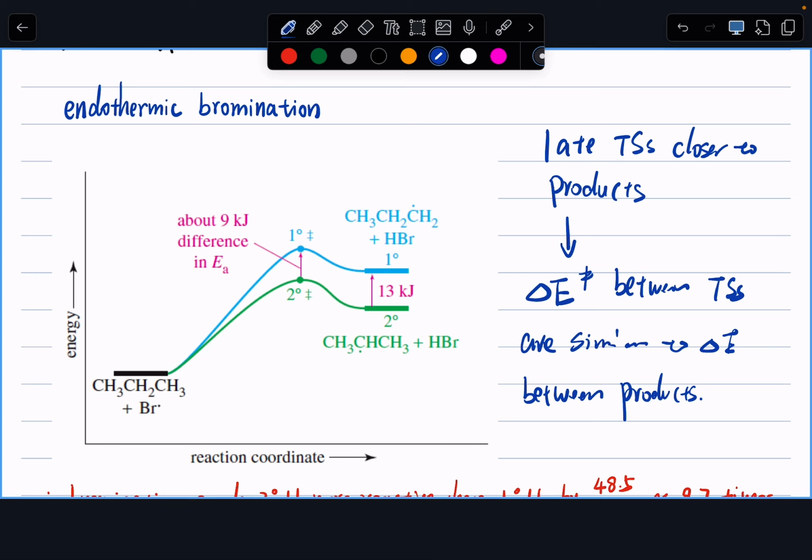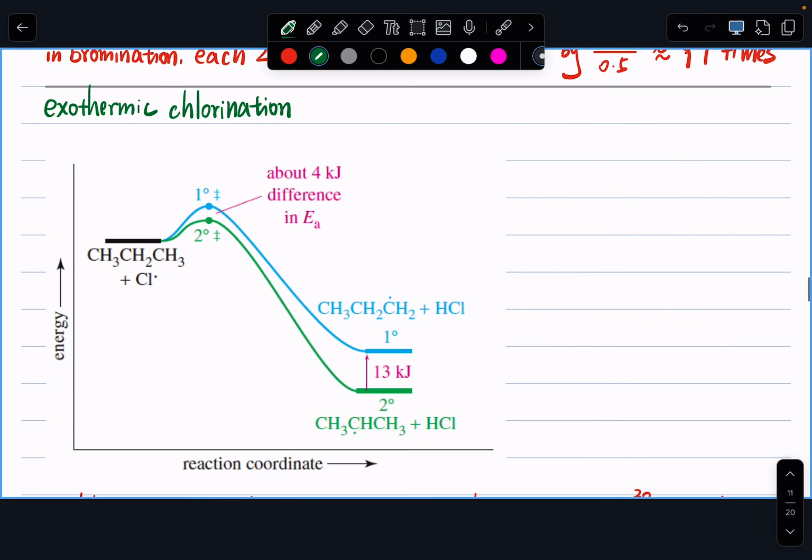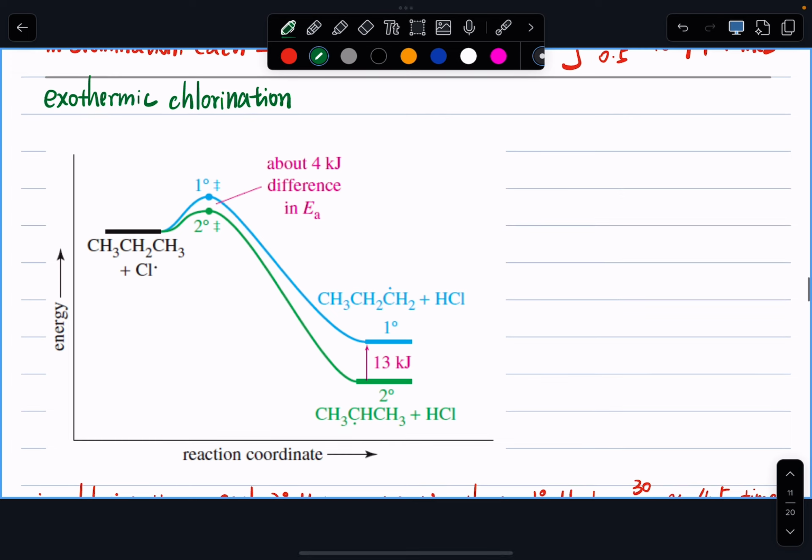All right. Alternatively, if we're looking at the chlorination example, what do we have? We have my exothermic reaction, or the reaction is downhill. My transition states are early transition states that are closer to reactants.